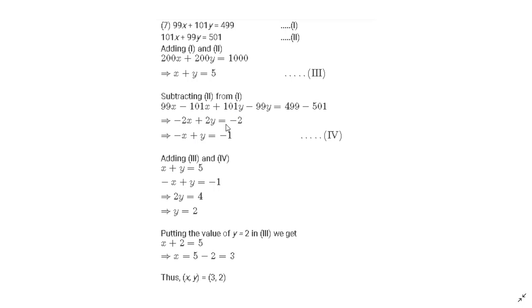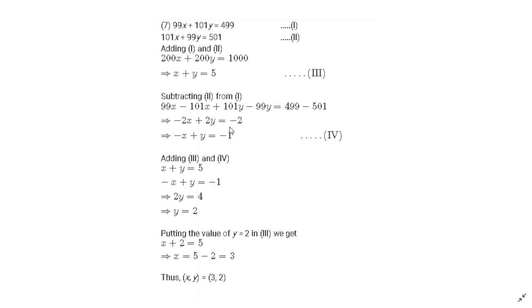So minus 2x plus 2y is equal to minus 2. Then we will divide it by 2. So minus x plus y is equal to minus 1. So we have got the new equation. Equation number 3 is x plus y is equal to 5, and equation number 4 is minus x plus y is equal to minus 1.